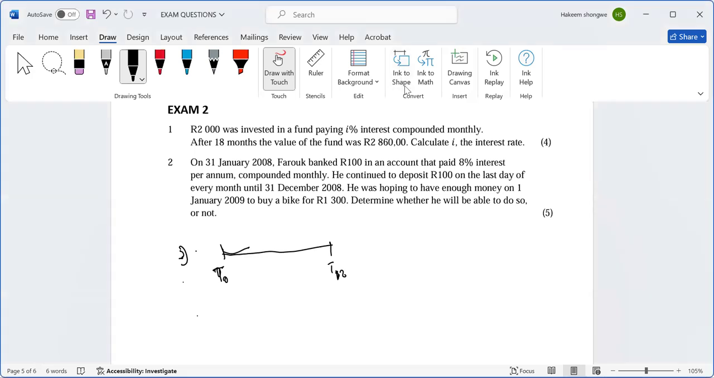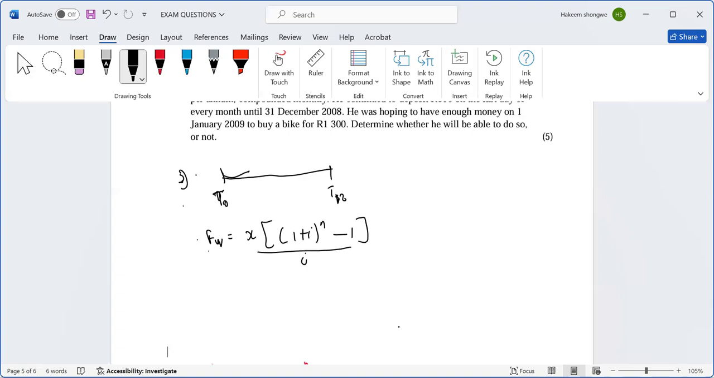So what do you plan we should do? Now, the way I approach it, we get the future value. Future value is equal to x times open bracket 1 plus I to the power of n minus 1, close bracket, divided by I. Then I substitute. My x is 100 rand as indicated. My I is 0,08 divided by 12, because it's compounded monthly.